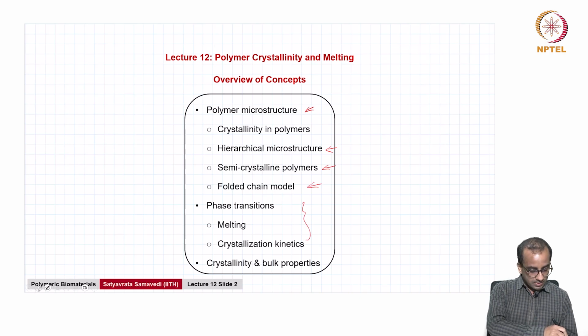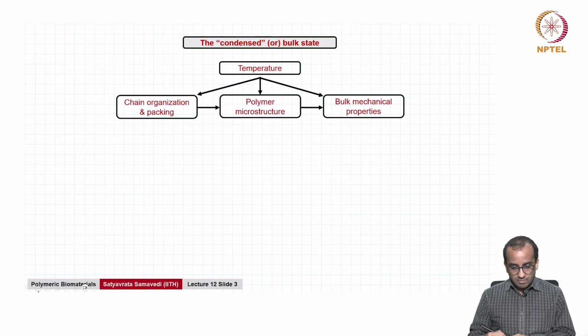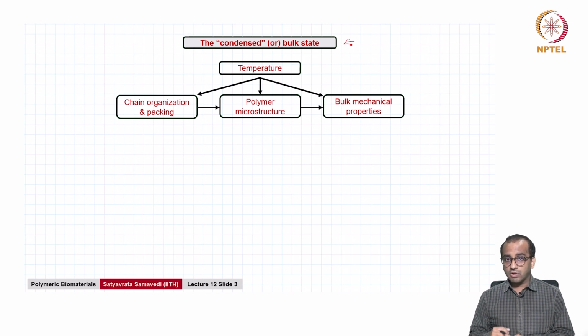So, we will begin by first acknowledging that we are now dealing with the condensed or the bulk state. So, in previous lectures, for example, under the topic of conformations, we kept referring to the fact that in the melt state or in the presence of a solvent, many conformations are favored. But here we are looking at the condensed or the bulk state, the solid state if you will, where chains can now arrange in certain ways, giving rise to different types of microstructures, and those in turn can affect bulk properties.